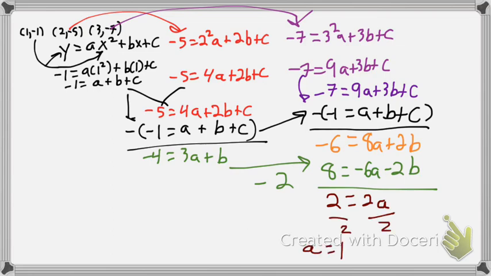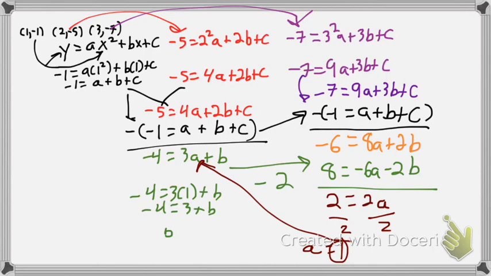Okay. So now that I have a equals 1, I can solve for b, because I'm going to take that a equals 1 and plug it back into -4 equals 3a plus b. So I have -4 equals 3 times 1 plus b. -4 equals 3 plus b. Subtract 3 from both sides, and I get b equals -7. So now I have b equals -7 and a equals 1.